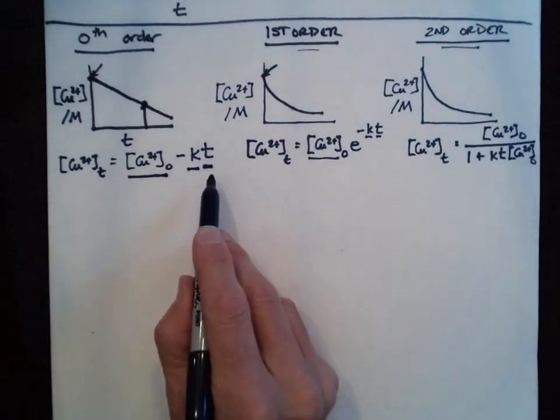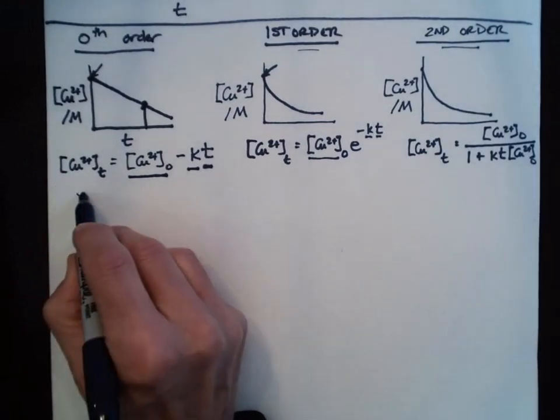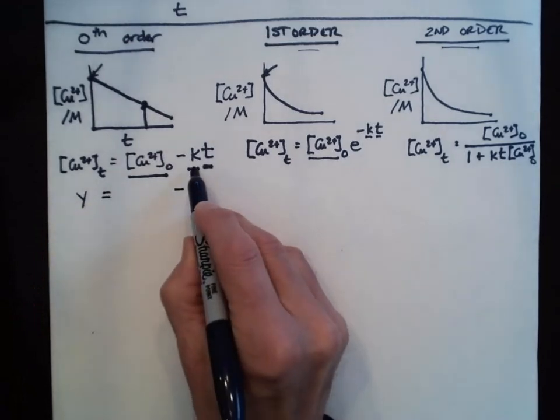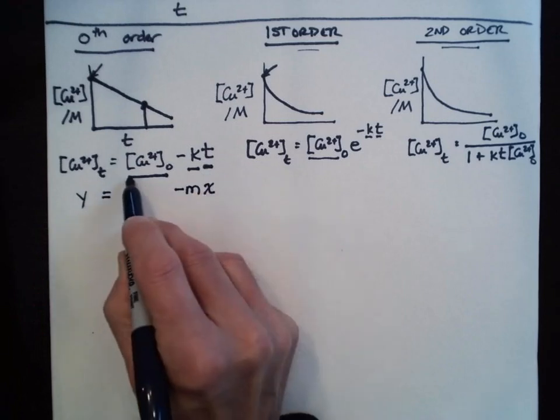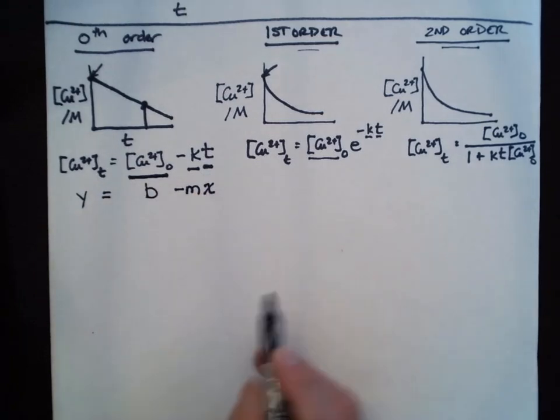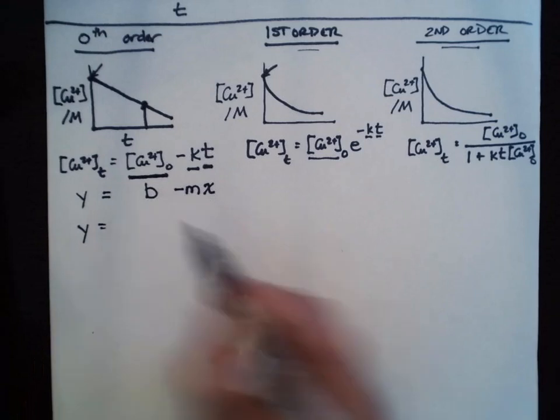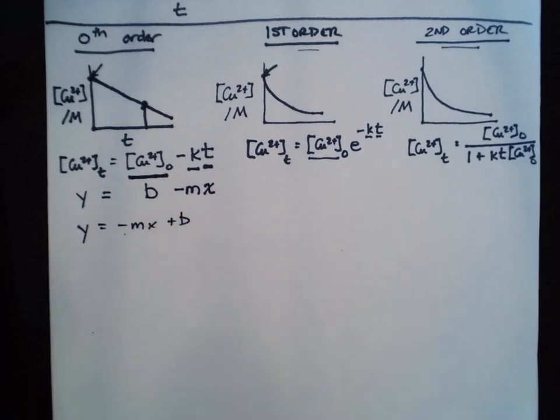So this equation already is linearized. For example, if we let the concentration of copper be y, and we let the slope of a line be the rate constant, so k is m, we let time be x, and we let this be the y-intercept, we get an equation that looks like y equals mx plus b. I mean, it's negative mx plus b, but this just tells us our slope is negative.